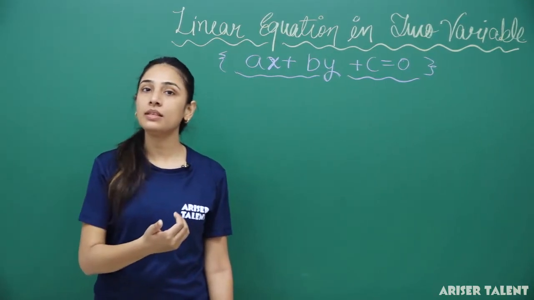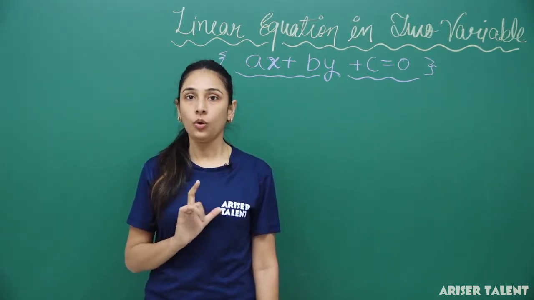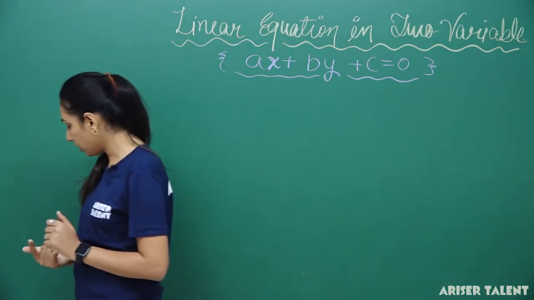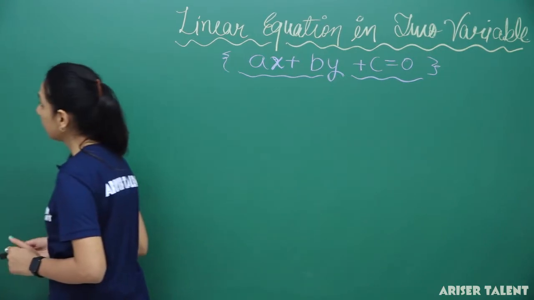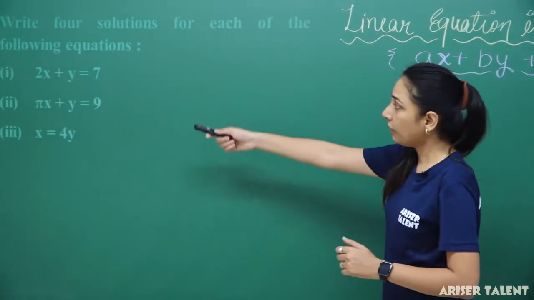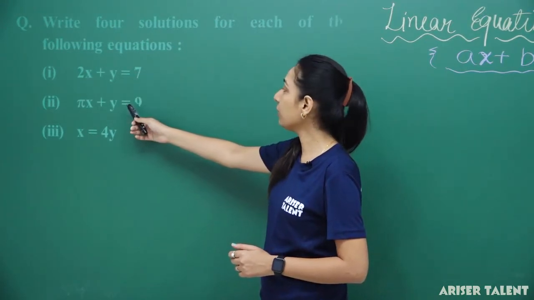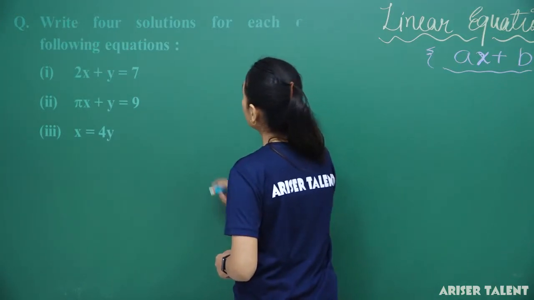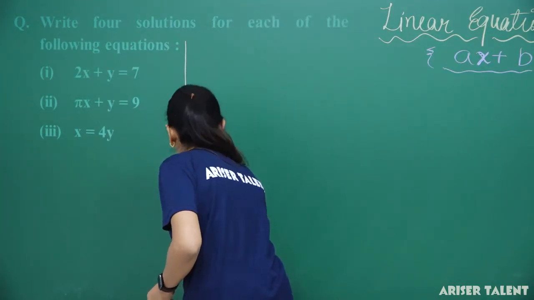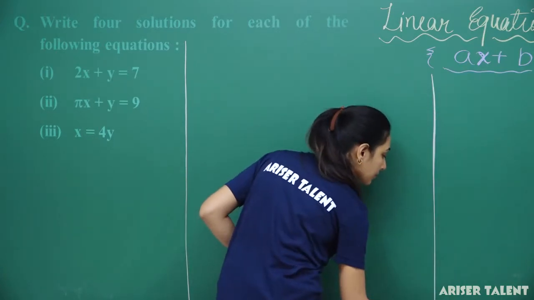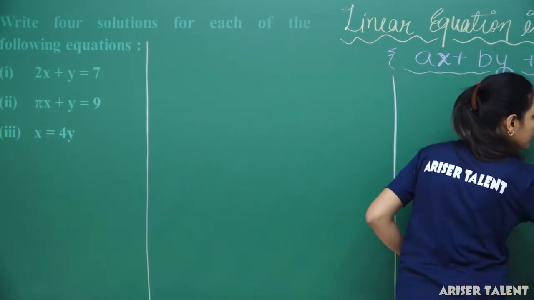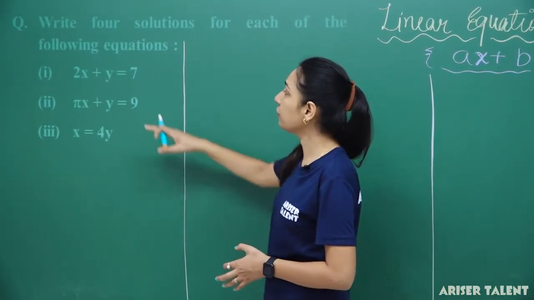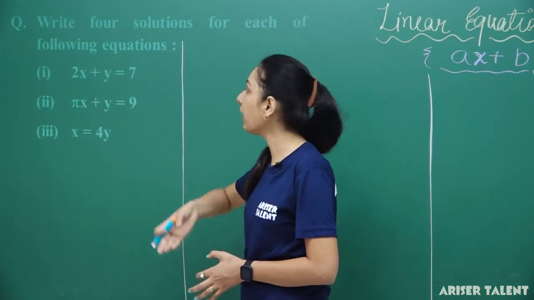Okay, so in the previous session, I left you with one question, and we have covered the first part of that particular question. So, we are moving forward with the second one. Look at what this question is saying to you. The question is: write four solutions for each of the following equations. The first equation has been done, 2x plus y equals to 7.